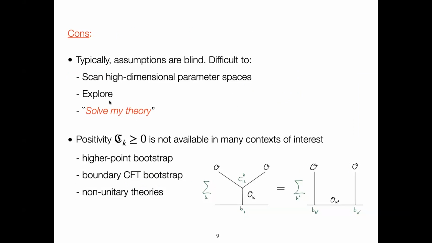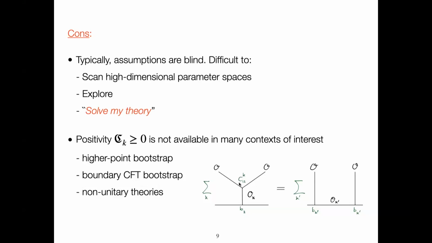Another thing that this method is using crucially is the positivity of all these OPE squared coefficients. And this is not in general available. So for example, if you try to do the similar thing, not for 4-point functions, but for higher point functions, the so-called higher point bootstrap, then you get products of OPE coefficients that are not squares, and therefore you cannot use explicit positivity. Or if you do the conformal bootstrap in the presence of boundaries, again, you have OPE coefficients multiplied by 1-point functions, and then again, it's not manifestly positive.